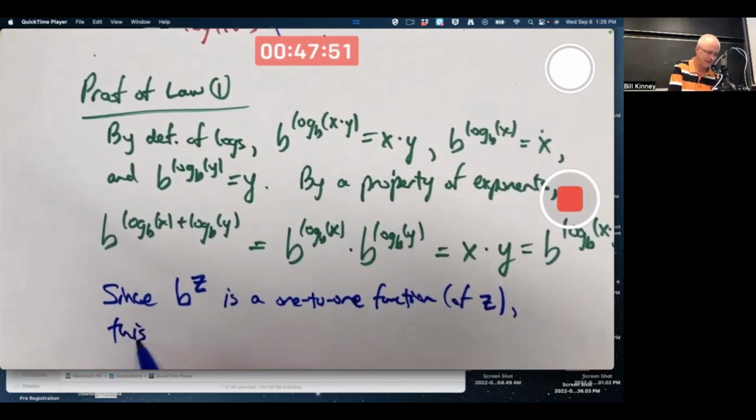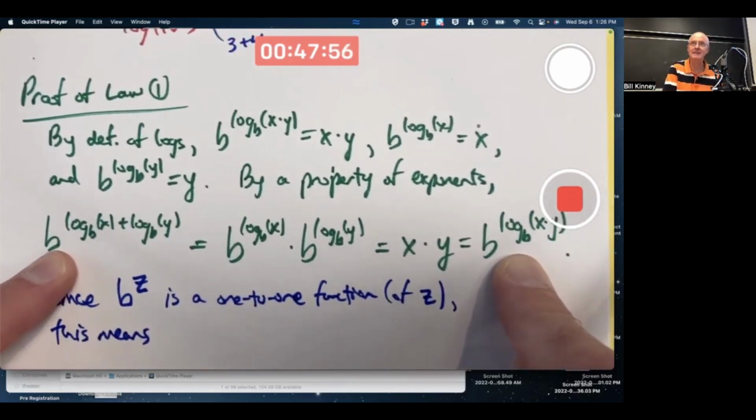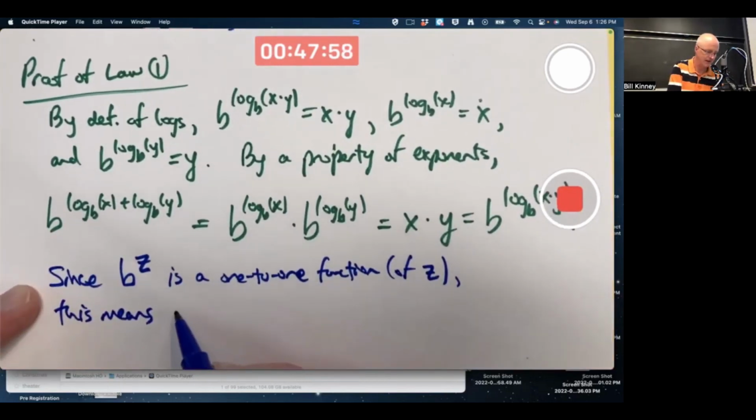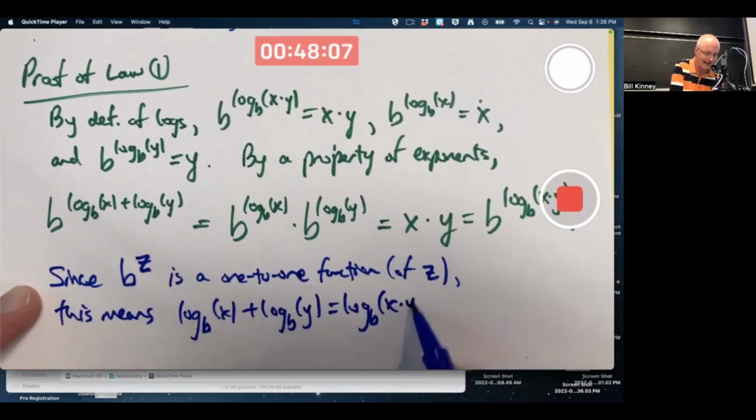This means that since these two outputs are the same, the inputs must be the same. The powers must be the same. Log base B of X plus log base B of Y equals log base B of X times Y. And that's what we wanted to prove.